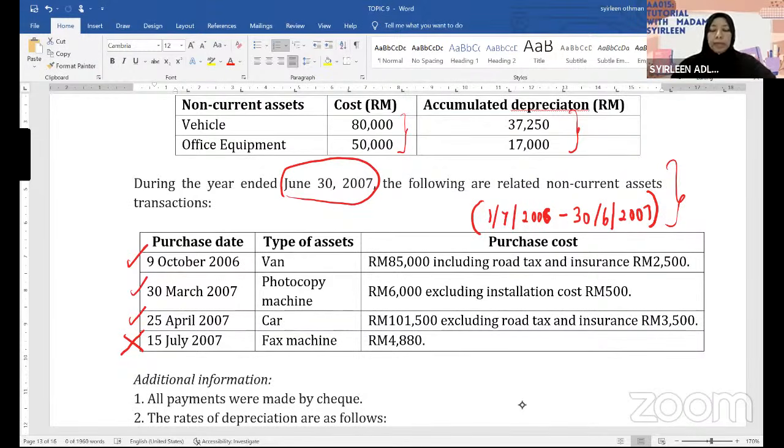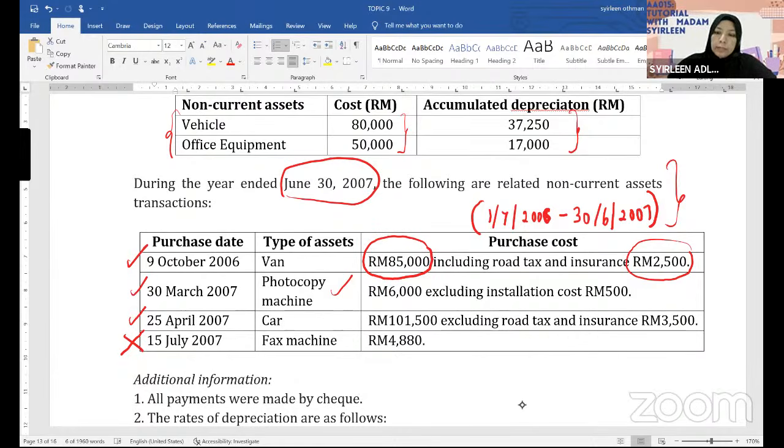Okay, tengok untuk van. Okay, van ni dia akan masuk dalam vehicles ya. Okay, bear in mind your item tu is based on this. So kalau you ada photocopy machine ataupun fax machine, it's under office equipment. Kalau you ada car dengan van, it's under vehicles. You jangan buat nama dia sendiri. Alright? Okay. So the van is 85,000 including road tax and insurance of 2,500. Dah termasuk ya. So nilai aset yang saya akan catat ialah 85,000.